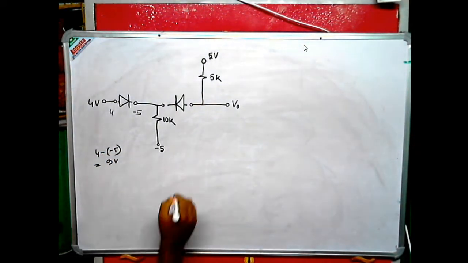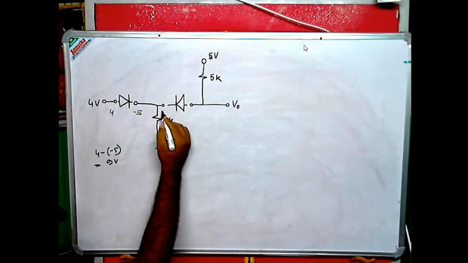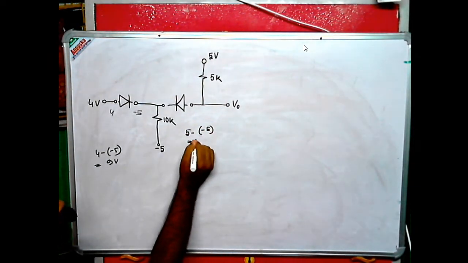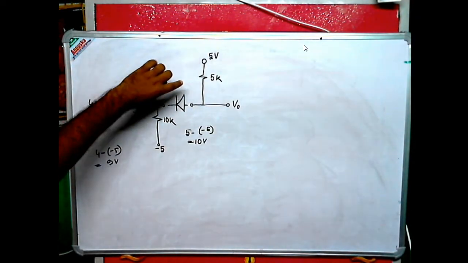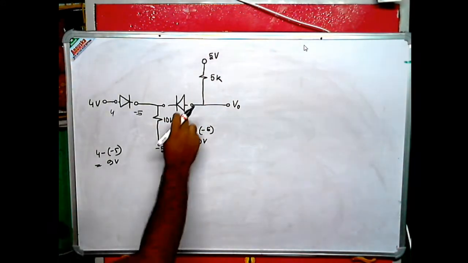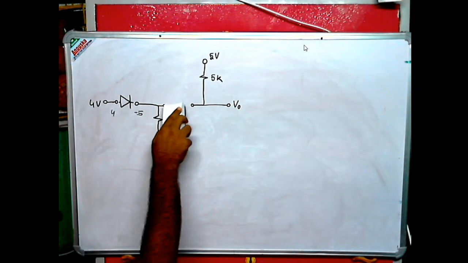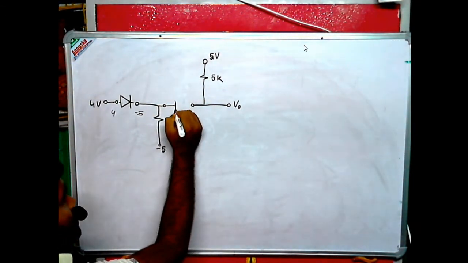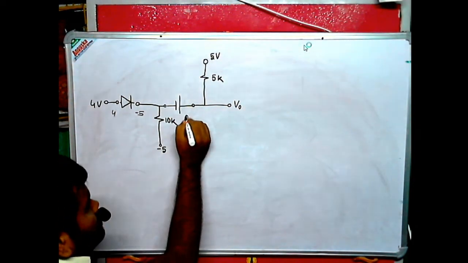Similarly for this particular diode, here it is 5 volt and here it is minus 5 volt, so total voltage difference is 5 minus of minus 5, that is basically 10 volt. So the voltage difference of this particular diode is more than this diode, so this diode will turn on first. Just replace this diode with its equivalent, that is basically a voltage source of 0.7 volt.